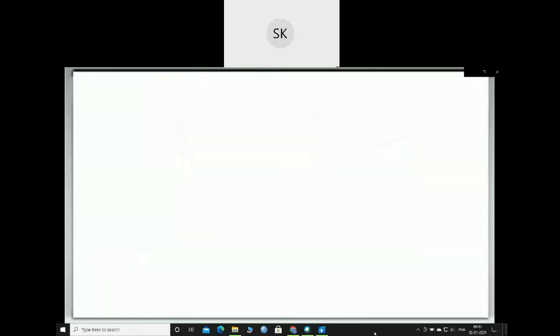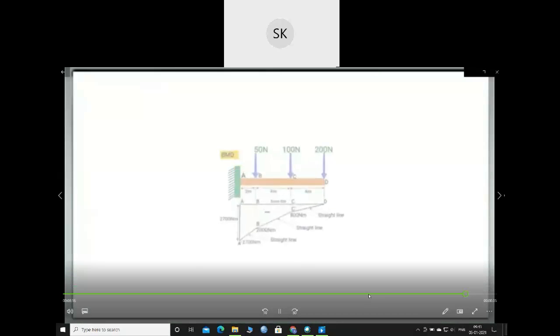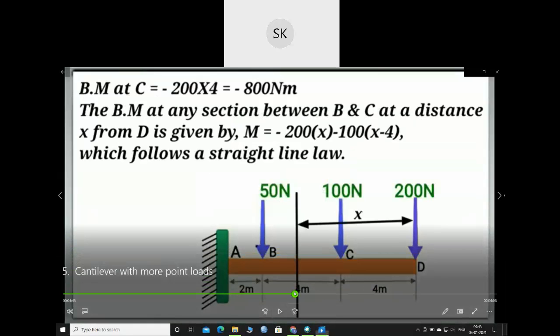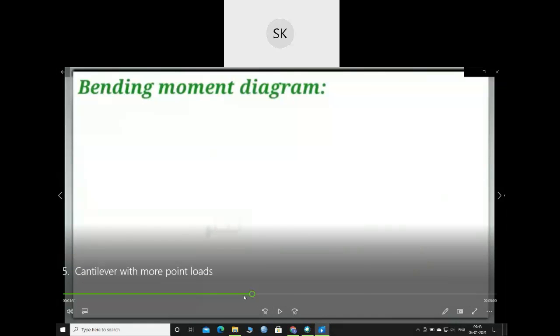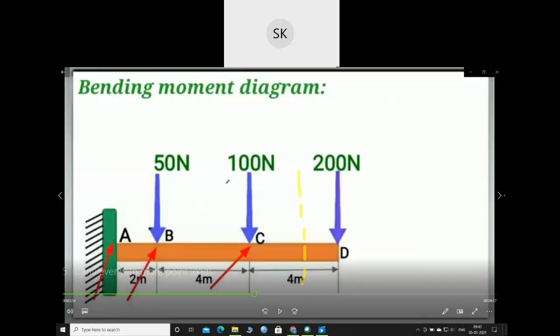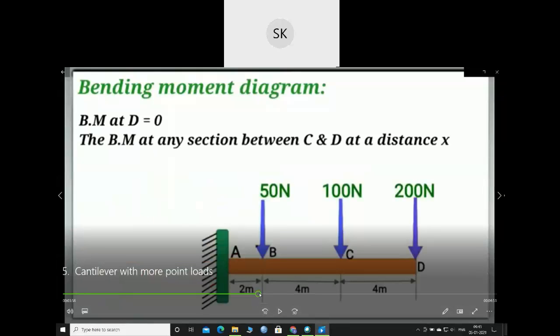For clear visibility, the bending moment diagram will look like this, putting in the value of x. So for the bending moment, same like shear force, we have to take sections. Let me note. We have to take a section here, here, and here. We'll take three sections. For the first section, at D there is no distance, so bending moment will be 0.